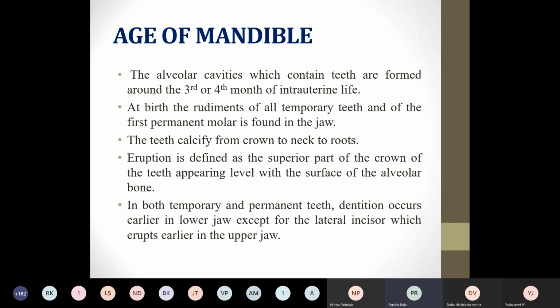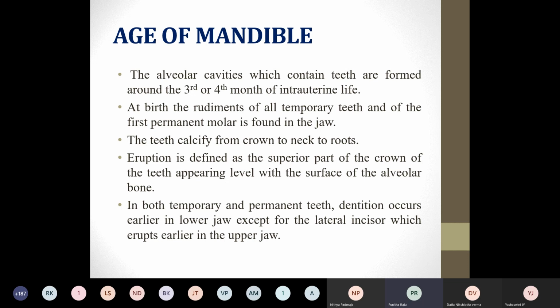The alveolar cavities which contain teeth are formed around the 4th or 5th month of intrauterine life. Whatever the germ cells for the temporary and permanent teeth, these are formed at the 3rd to 4th month of intrauterine life. At birth, the rudiments of all temporary teeth and of the first permanent molar are found in the jaw. So it means the same.